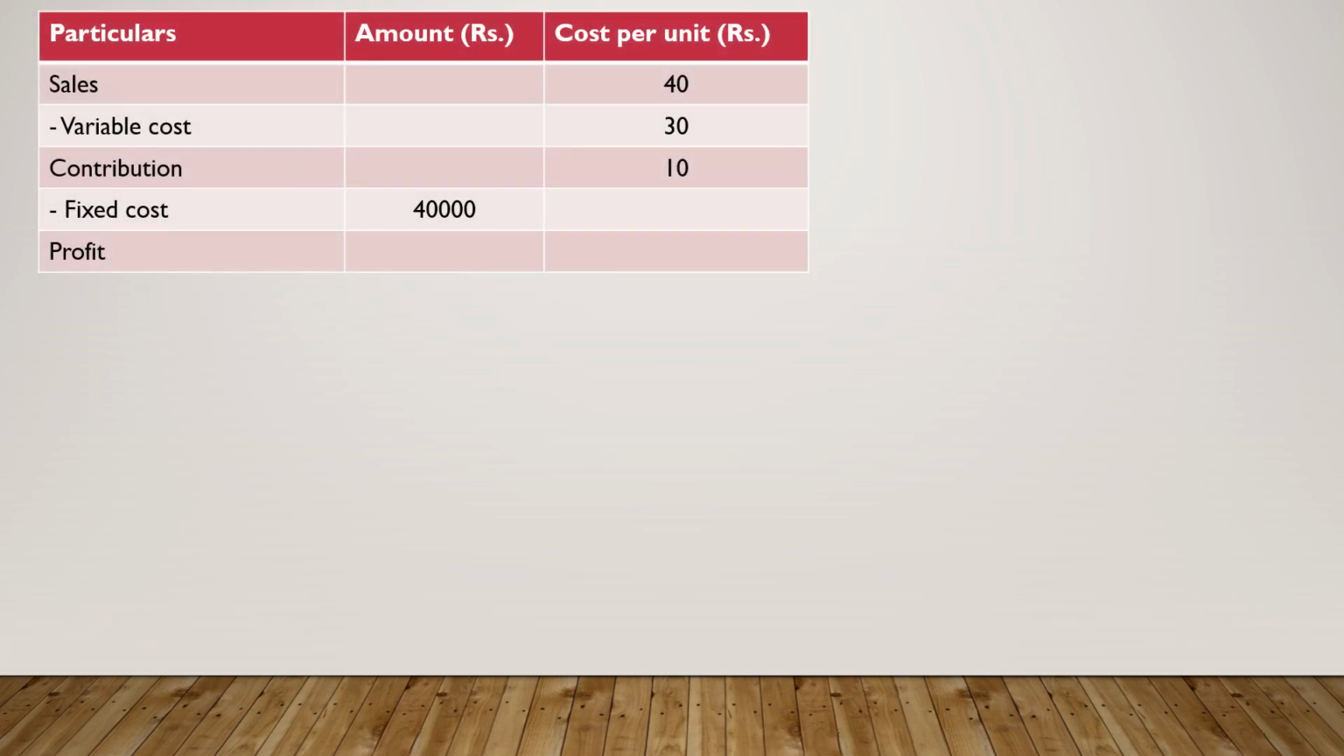Okay, this is a small cost sheet which I have prepared from the question. The sales given in the question is 40 rupees per unit. Variable cost, when we deduct 30 rupees per unit, we get a contribution of 10 rupees per unit, and the fixed cost is 40,000. With this, we need to calculate break-even point, and the formula for break-even point is fixed cost divided by PV ratio, that is, profit volume.